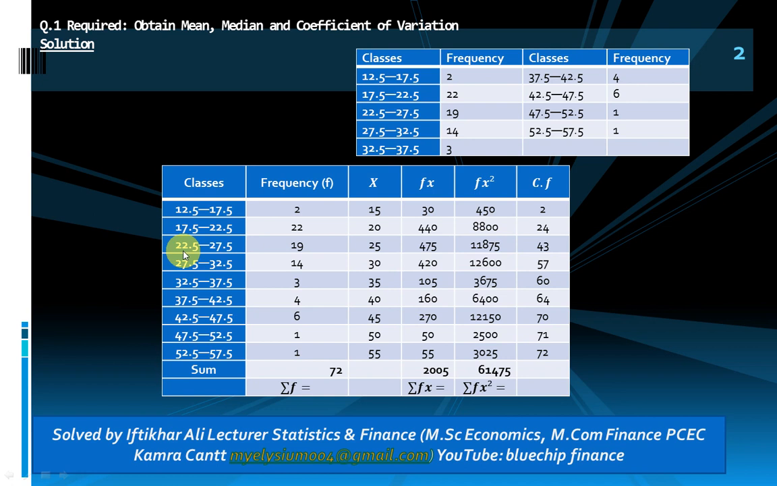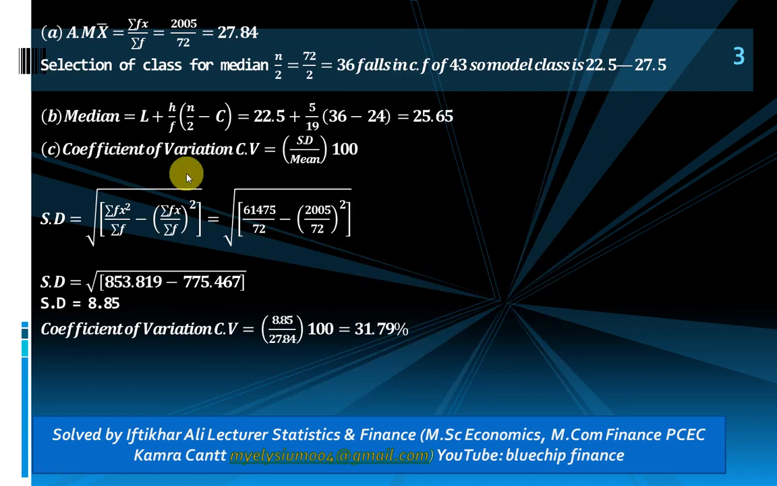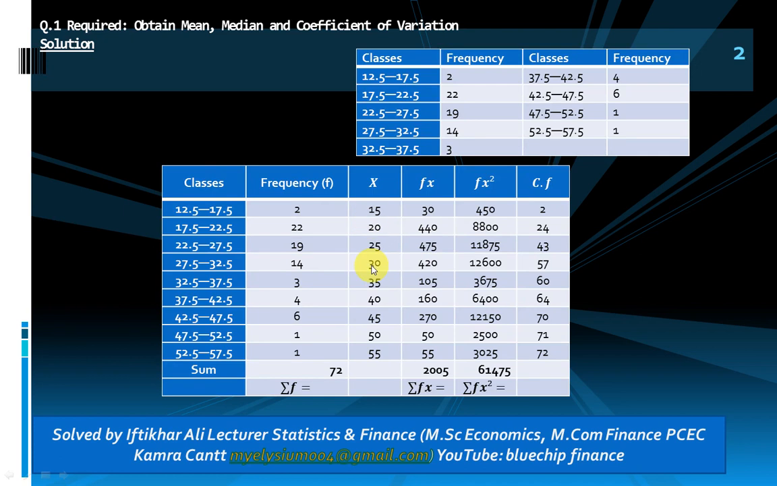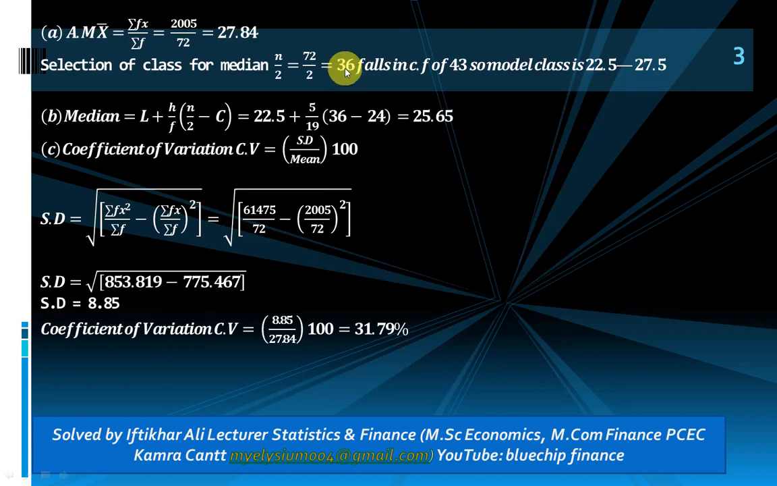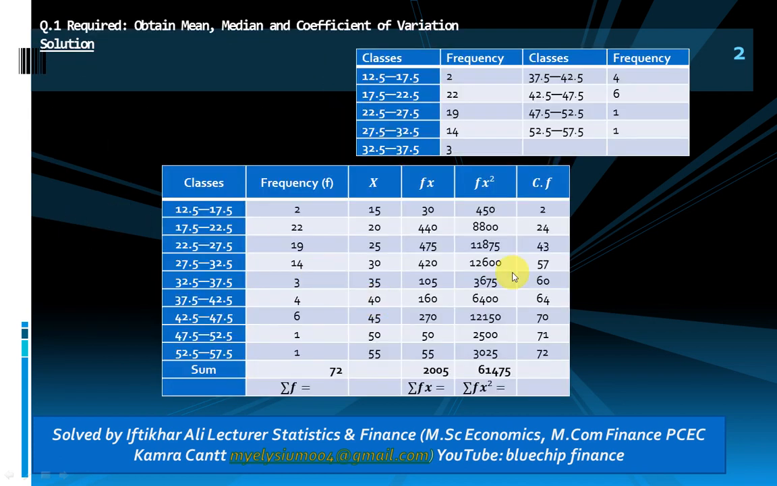So L will be 22.5, which is the lower class boundary, plus h divided by f. H is the difference of x values, that is 5, and f is the relevant frequency, that is 19. N by 2 we already calculated, it is 36. And what is C? C is the cumulative frequency before the cumulative frequency of the median class. So 24 is the C.